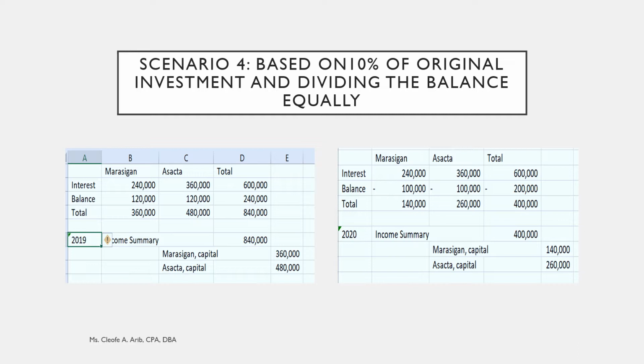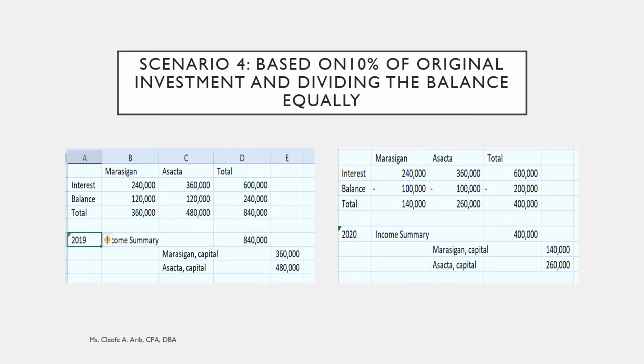Okay, so let's continue. For scenario number 4, anong sabi? Based on 10% of original investment. O, ayan, meron na siyang interest na binigay dun sa investment ng partners, no? And then whatever balance, it has to be divided equally. Medyo may konting complication na kasi hindi na siya divide lang natin based on a particular ratio. Ito medyo may konting complication na nga, diba? Anong sabi dito? Magbibigay ng interest on the original investment and whatever balance meron, it has to be divided equally.